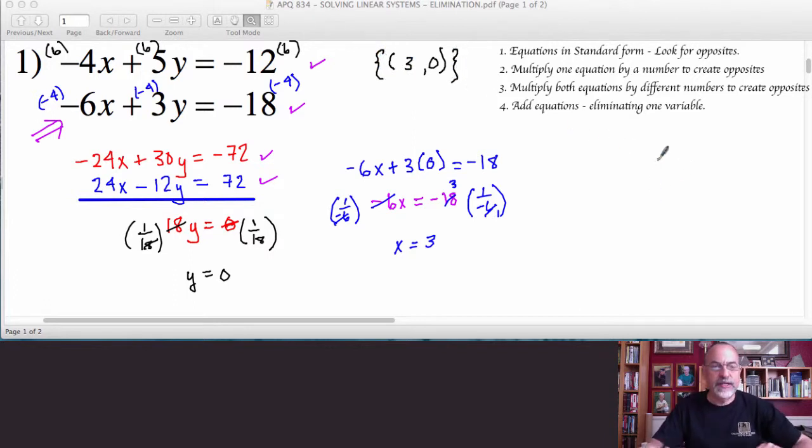So nothing different in this elimination process. It's just we have to multiply both equations by different numbers to create the opposites that we need in order to eliminate that first variable.